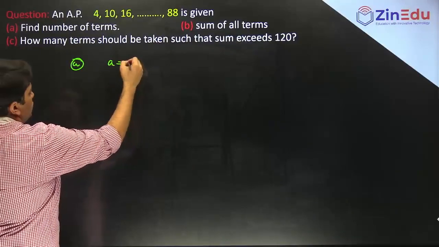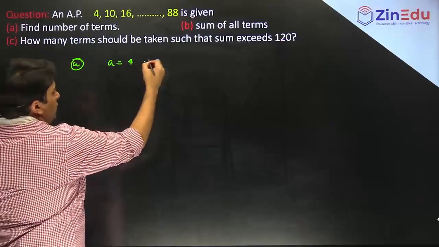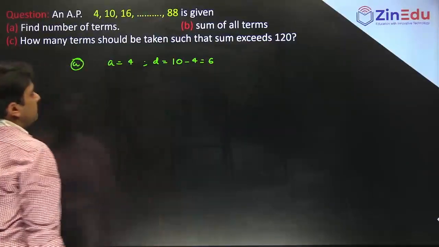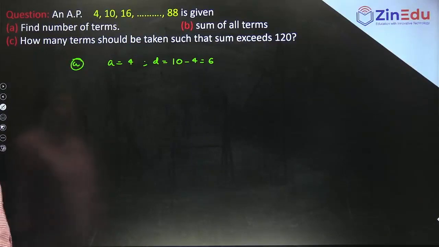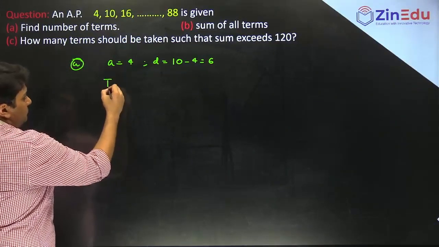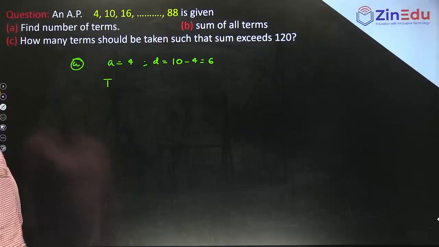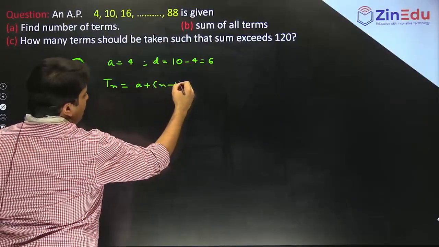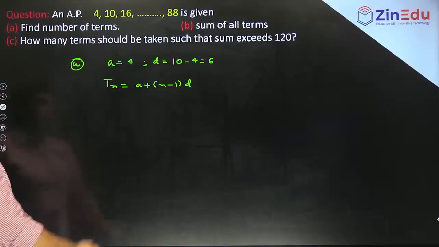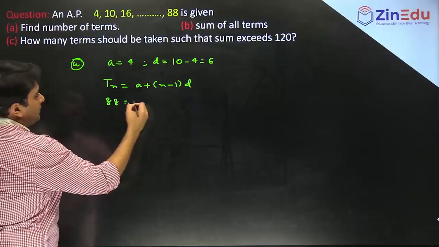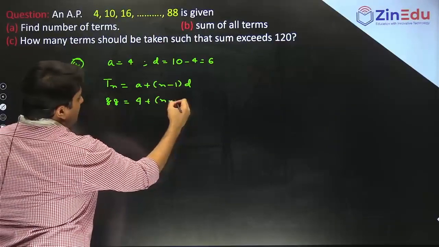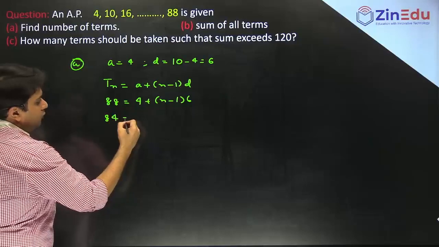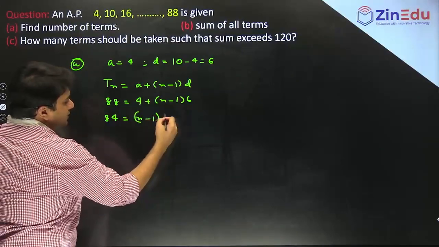So for the A part, we should know what the first term is, that is 4. What would be the common difference? That would be 10 minus 4, which is equal to 6. Now we need to find the number of terms. We know the last term as well in this case. So Tn is given by a plus n minus 1 into d. Here the last term is given to us as 88. That is 4 plus n minus 1 into 6. So I'm transposing this 4.